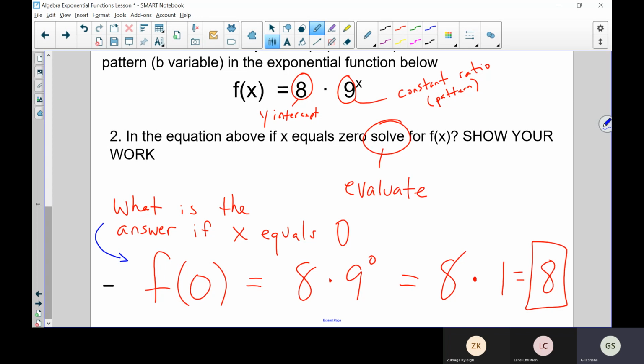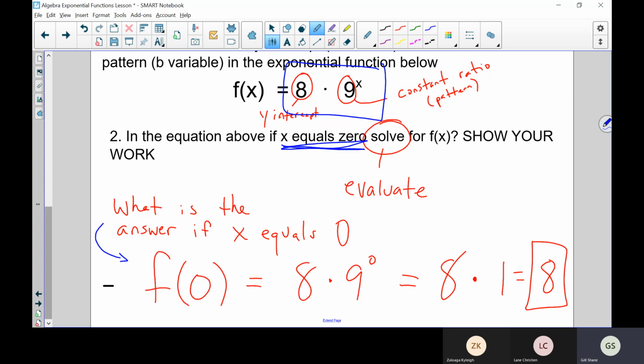All right, so let's go over this because you will see one of these on there. If I say evaluate, all that means is plug the number in and do the math. So if I say evaluate for when x equals 0, or solve for when x equals 0, I'm just taking this equation. It's got a variable of x in it, right? But I just told you x is 0. I'm telling you right here, make x equal to 0.